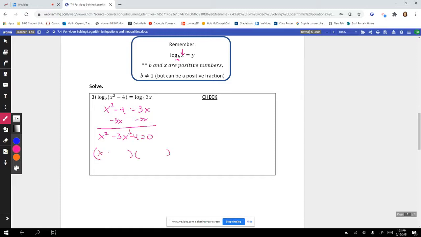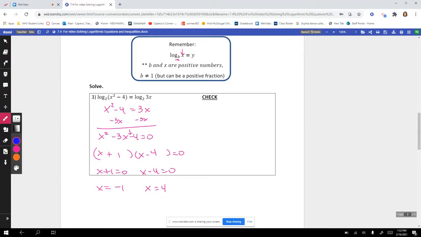The signs are going to be opposite, right? So I have x plus and x minus. Factors of 4 that when I subtract, I get to 3, and that's 4 and 1. So because of the zero product property, either x plus 1 is equal to 0 or x minus 4 is equal to 0. So x is either equal to -1 or x is equal to +4. All right, so we're going to check that.